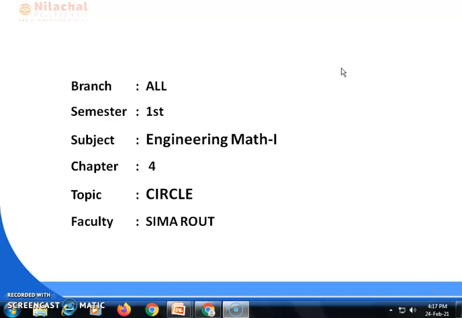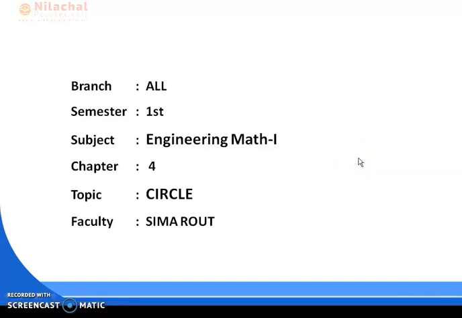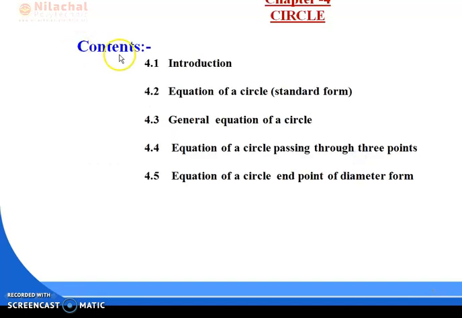Today our chapter number is 4 and topic is circle. So let's see what the contents in this chapter are. Contents are introduction part, equation of a circle, this is called a standard form circle equation, general equation of a circle, equation of a circle passing through 3 points, and last, equation of a circle in end point of diameter form.